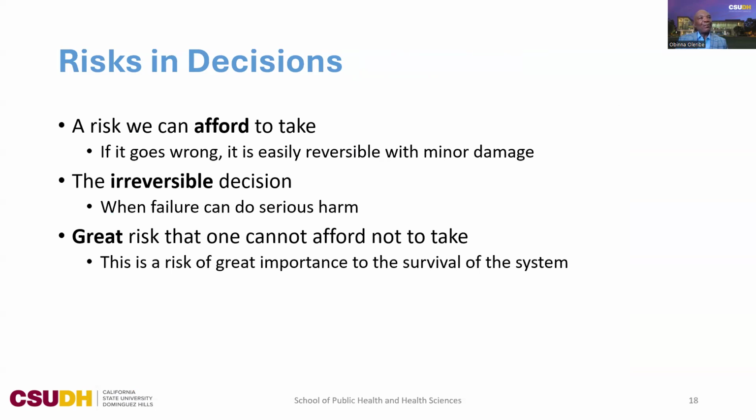There are the affordable risk, there are the irreversible risk, and there are the critical risk in every decision. Affordable is a risk that's manageable and can be undertaken without significant consequences. If things go wrong, no big deal. The effects are minor and easily reversible. But an irreversible risk, these are decisions where failure could cause serious or permanent harm, but still you have to make the decision. So such risk requires you to make careful evaluation before you move forward.